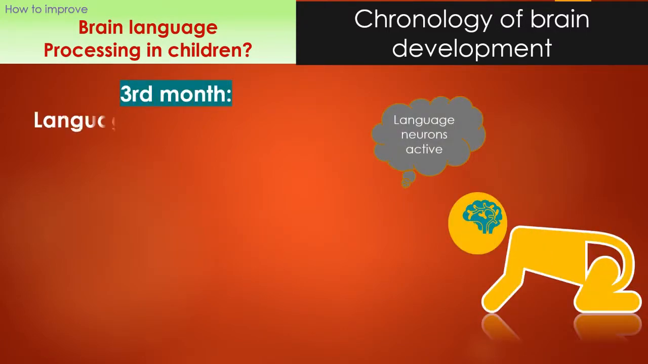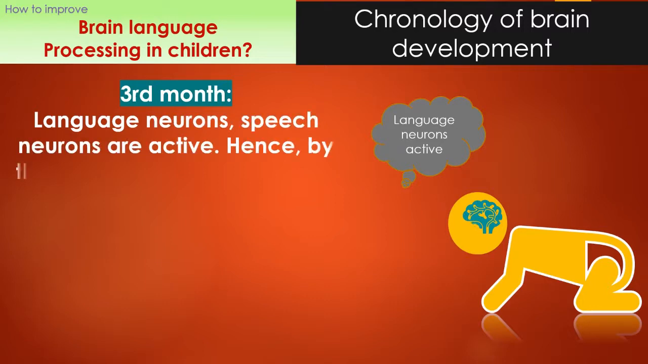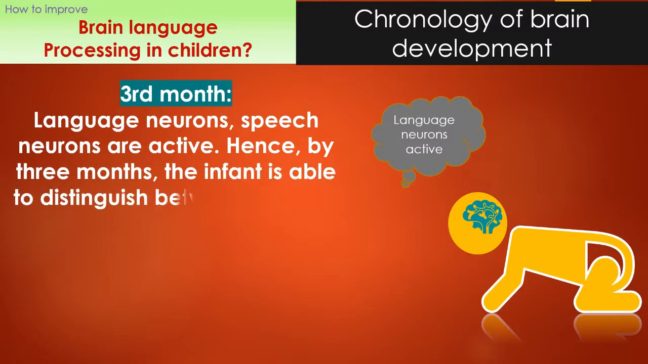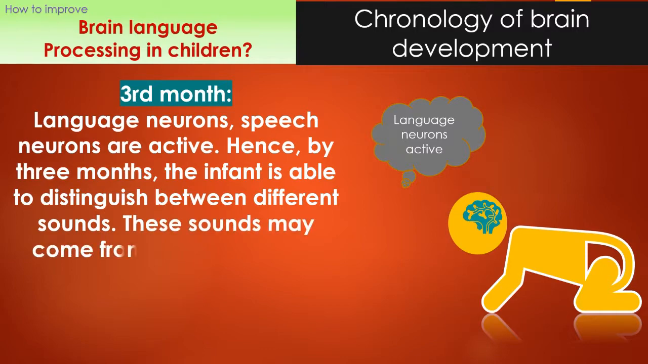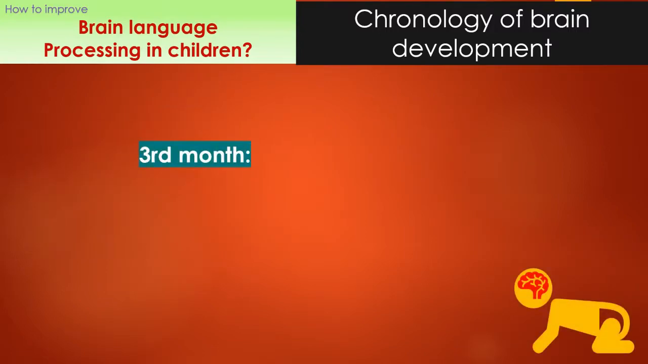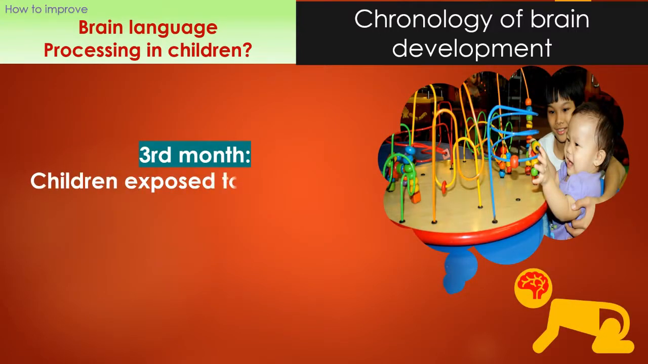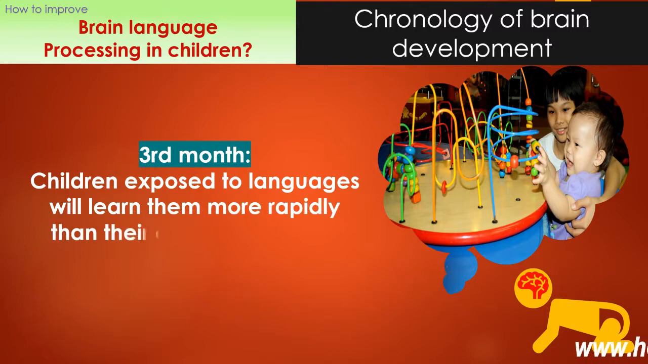Third month. Language neurons, speech neurons are active. Hence, by 3 months, the infant is able to distinguish between different sounds. These sounds may come from several different languages. Children exposed to languages will learn them more rapidly than their older siblings and parents.